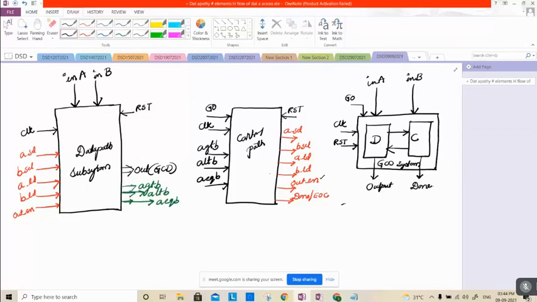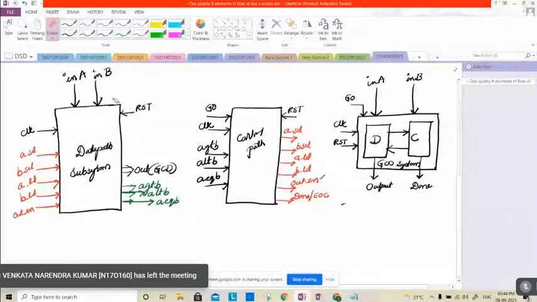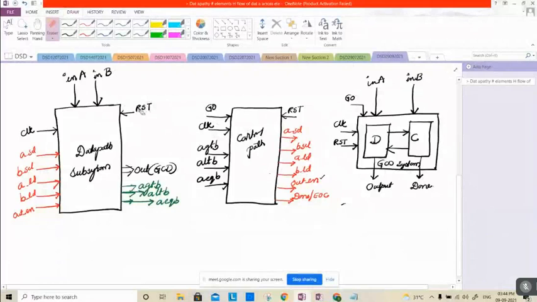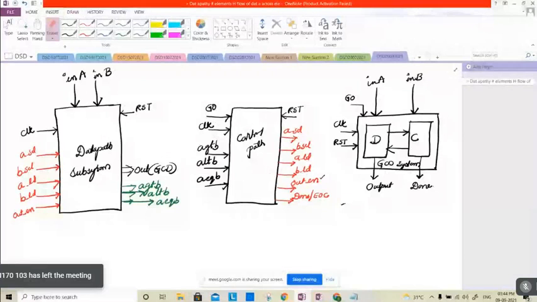So this is the overall block level representation of the GCD blocks. Yashwant, is it clear? What is your doubt? Clear, sir. Right. So the go signal is not required. We only use the go signal in the control path, not there, but we have just indicated it, that's it.